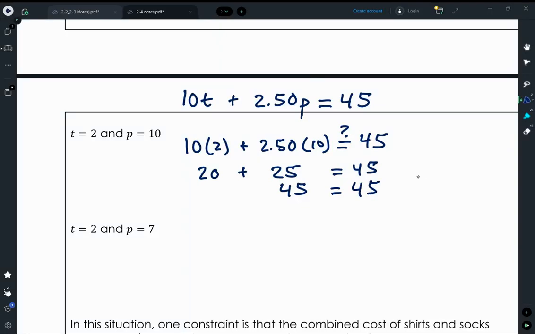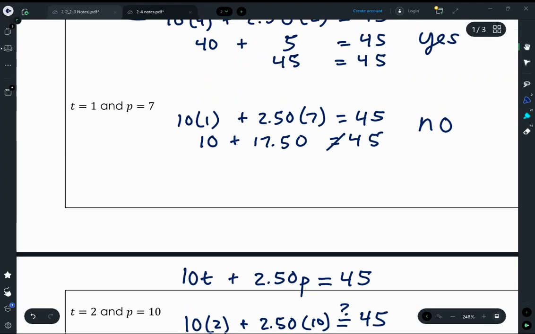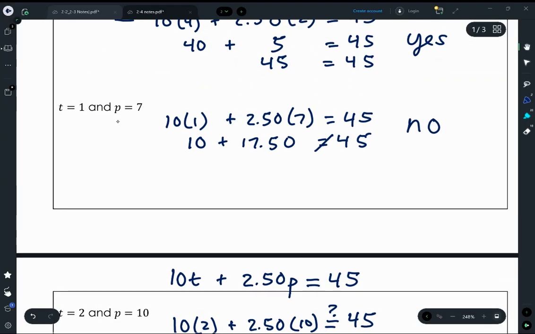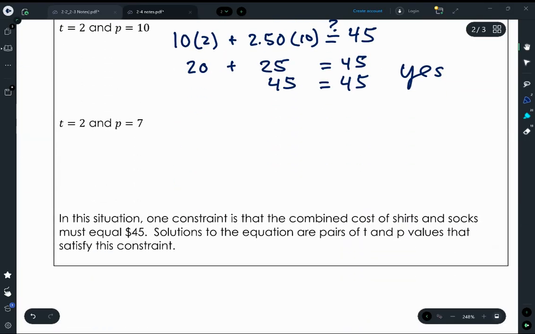So it's interesting how many different combinations he can buy, right? He could buy less t-shirts and more socks, or more t-shirts and less socks. But there's many different combinations that work to make our $45. But not every combination, because we know that buying just 1 t-shirt and 7 pair of socks didn't work. It wasn't enough money. We know he spent $45.